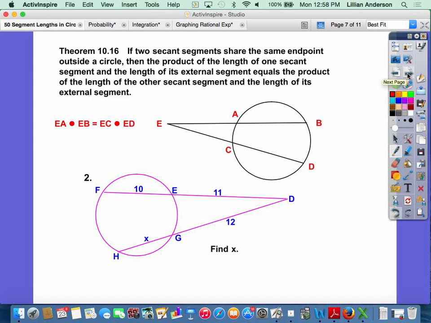So if you have two secants, like you do here, this is the formula to find any part of those two secants. In words, it is the external part of the secant times the whole secant equals the external part of the other secant times the whole secant.